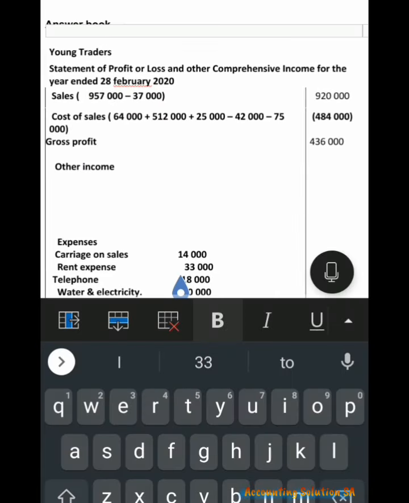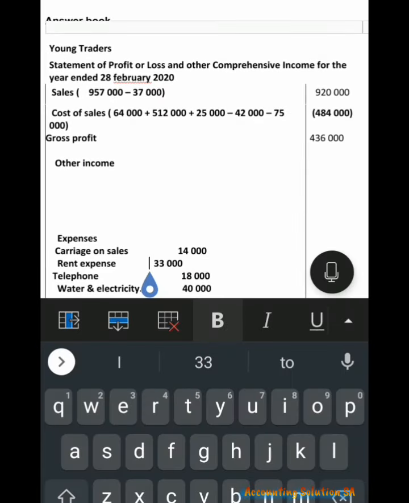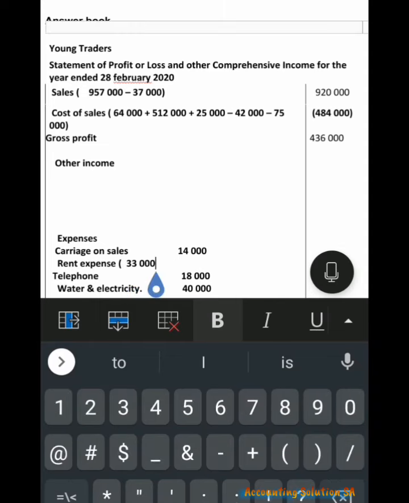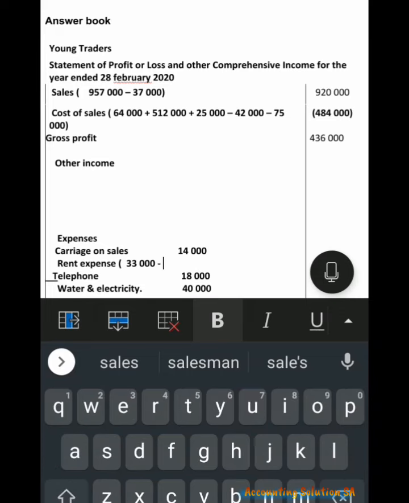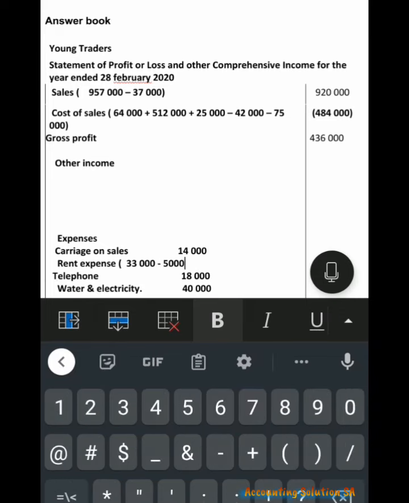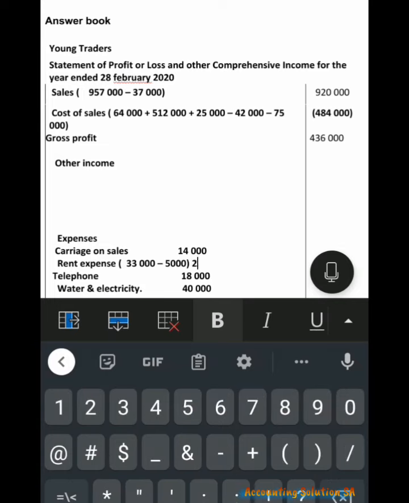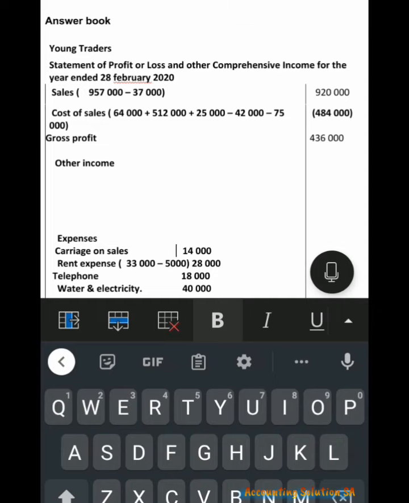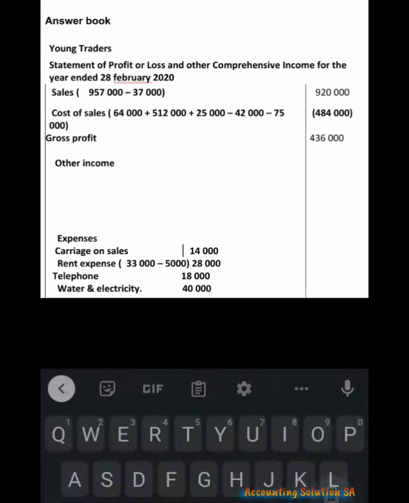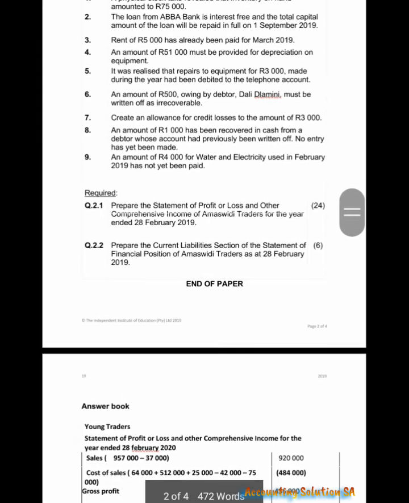Okay, which means that a rent must go back now, because we are going to open the brackets. Then we said minus 5,000. Okay, which now in total is going to give us, okay, let me calculate and confirm, minus 5,000 is 28,000. Okay, let's move to the next transaction.